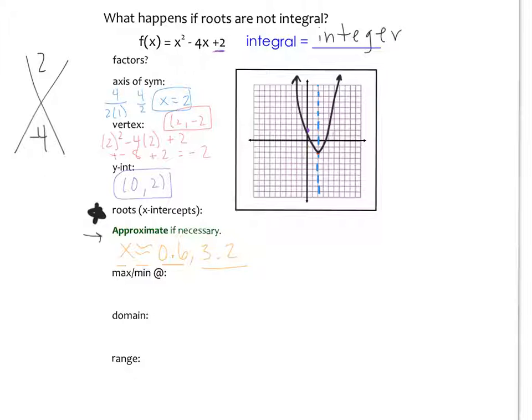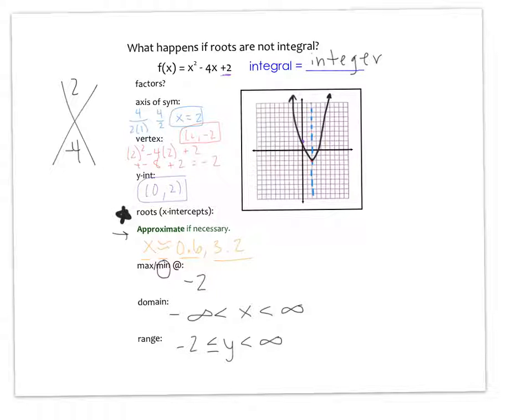Here I want to look at whether I have a maximum or minimum, and for this problem, I have a minimum, and my minimum is at the y-coordinate of my vertex, which is -2. The domain for this function is all reals, or x is between -infinity and +infinity. And then my range, my lowest value that this graph can be, is at -2. So -2 is less than or equal to y, which is less than +infinity. So we just looked at a problem where we did not have integral roots, but we were able to graph our parabola, and we noticed that we did have 2 solutions. They were just decimal answers. Then we answered a few more questions about this quadratic.